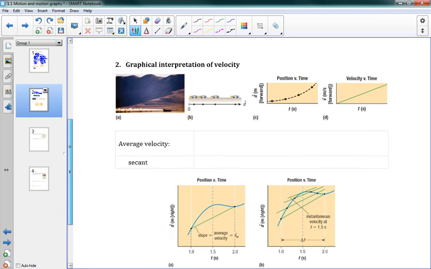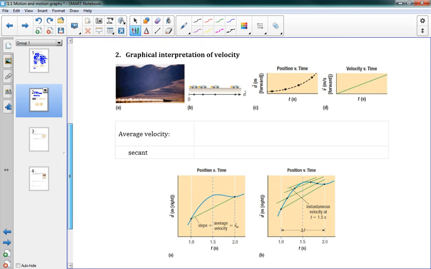Okay. We're going to take a look at the next topic here, which is the graphical interpretation of velocity. So there's a few pictures here. This first picture you might not be able to make out too well, but it's a car going along like this, very fast, in some dusty area. You can see all the dust and smoke that it's leaving behind it. So you have our car zooming across. Here's another sort of graphical picture of that.